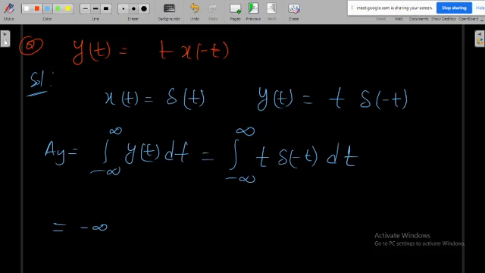So what is happening? The answer is 0. So this is also a stable system. Again, there is some confusion, and we'll verify that. But this is also a stable system.